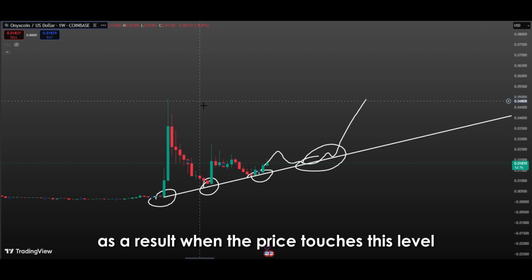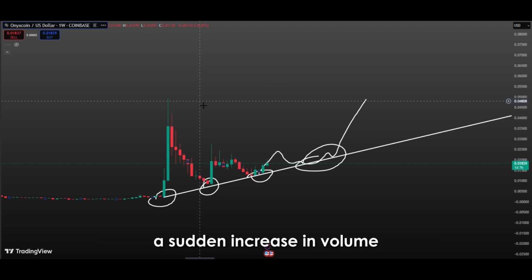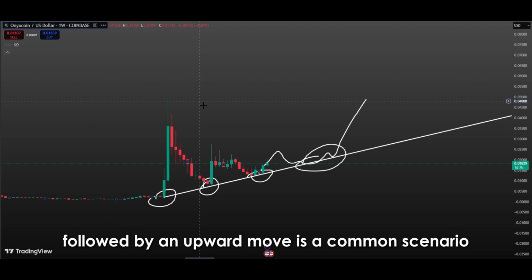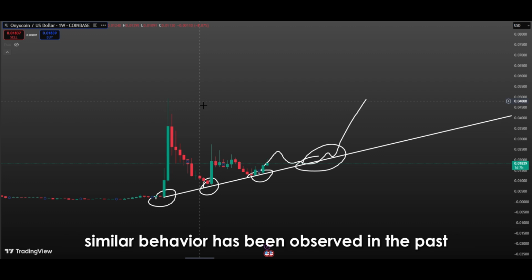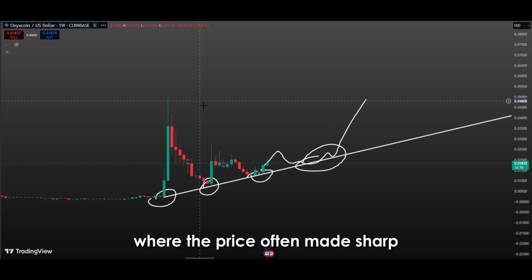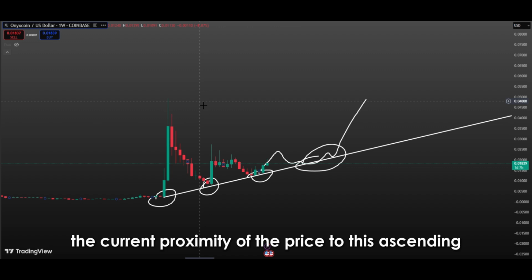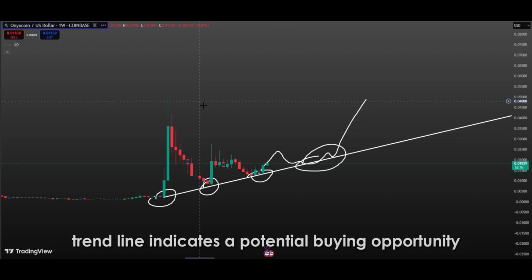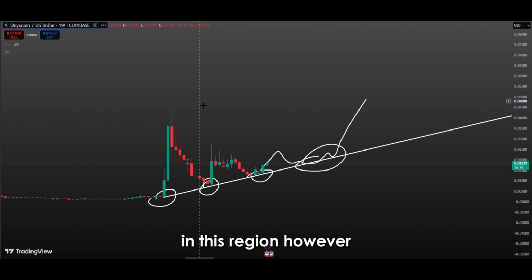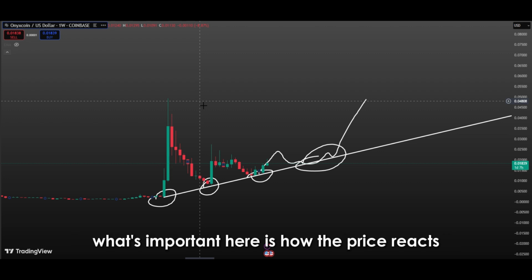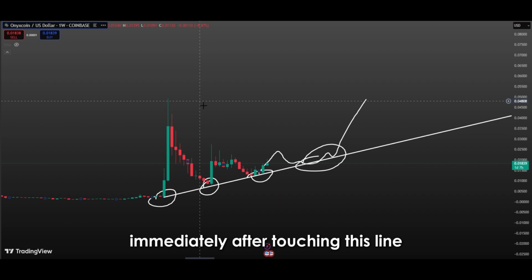As a result, when the price touches this level, a sudden increase in volume followed by an upward move is a common scenario. Similar behavior has been observed in the past, where the price often made sharp upward movements after touching such trend lines. The current proximity of the price to this ascending trend line indicates a potential buying opportunity in this region. However, what's important here is how the price reacts immediately after touching this line.